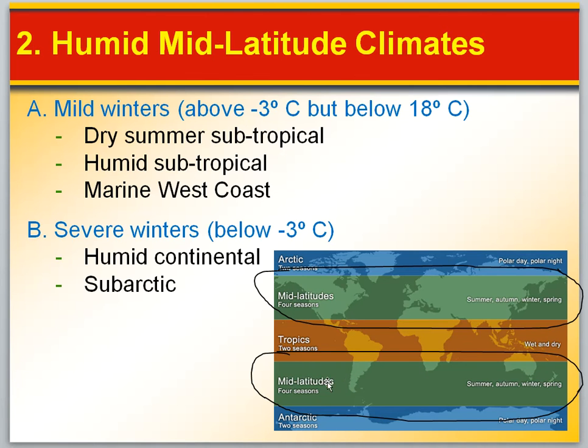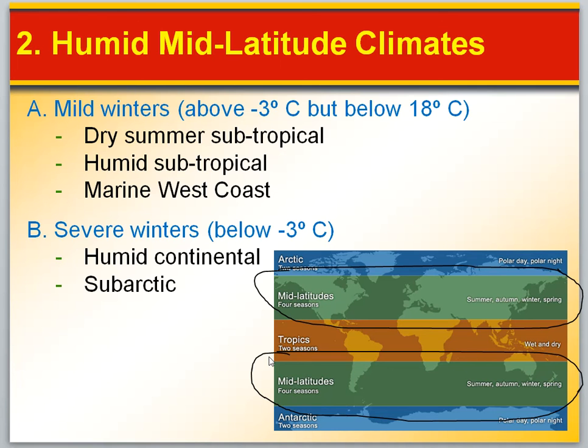and South America. You have mild winters, which are going to be fairly dry summer subtropical, humid subtropical, and marine west coast. Again, there are different temperatures and precipitations that are represented in that, but again, those are subclassifications. So I'm not asking you to memorize all those, just to kind of know where it is and that it represents a fairly broad section of climates.